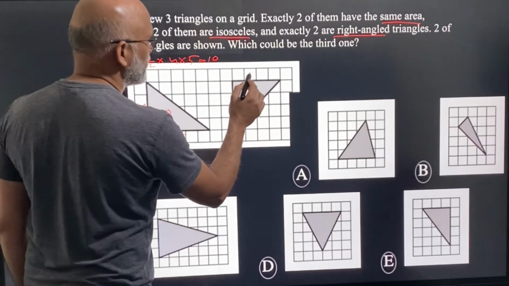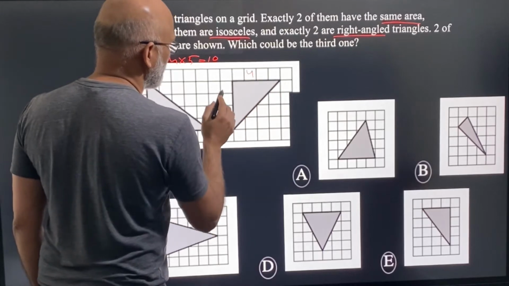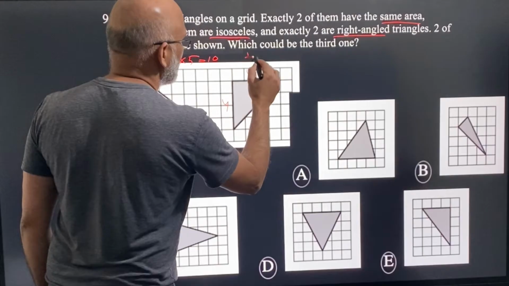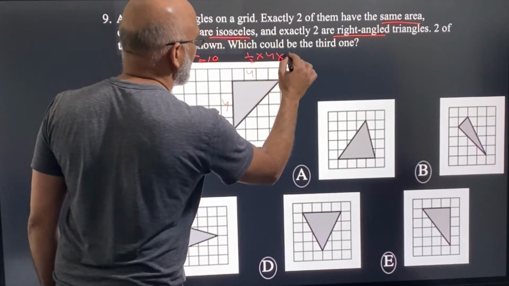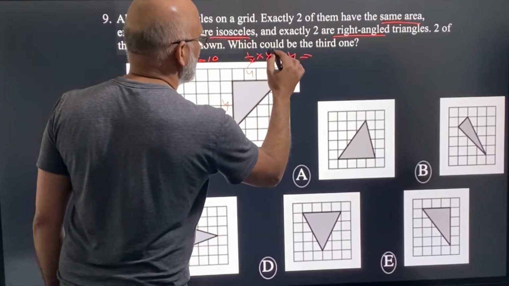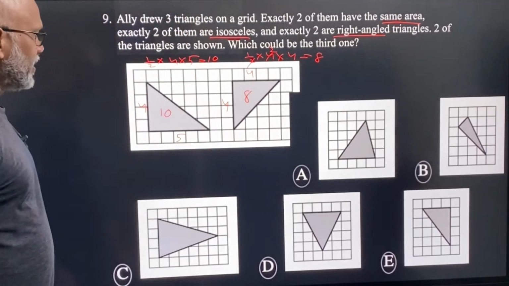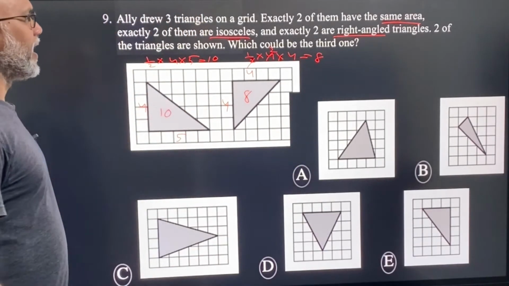How about this? 1, 2, 3, 4. This side is 4. 1, 2, 3, 4. This side is 4. Area is half times 4 times 4 is going to be 8. So it has an area of 8. All right. So I know the sides and the area.